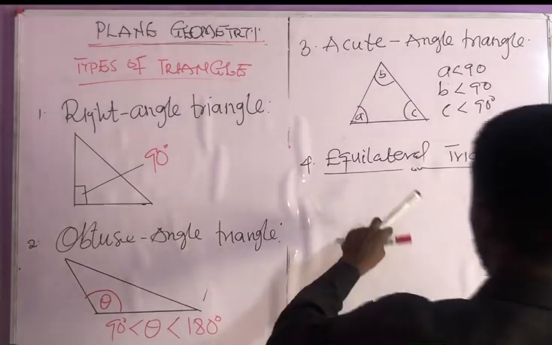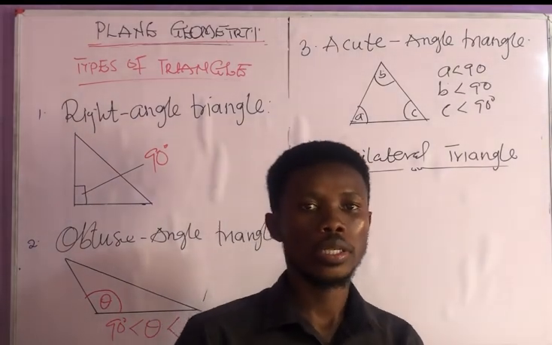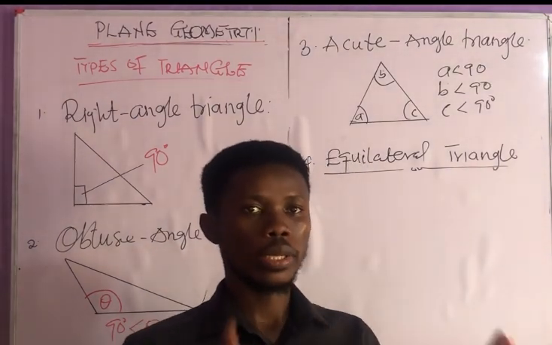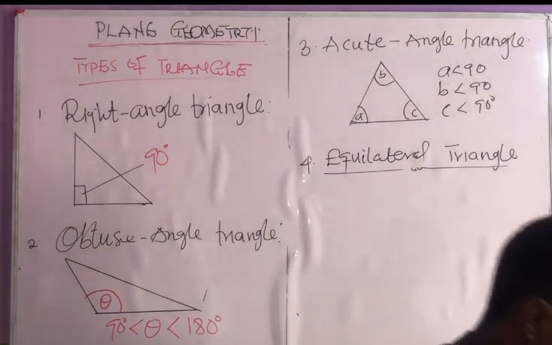Now, let's look at equilateral triangle. We are saying that an equilateral triangle is a type of triangle in which all the three sides are what? Equal. So now let's look at how an equilateral triangle looks like.